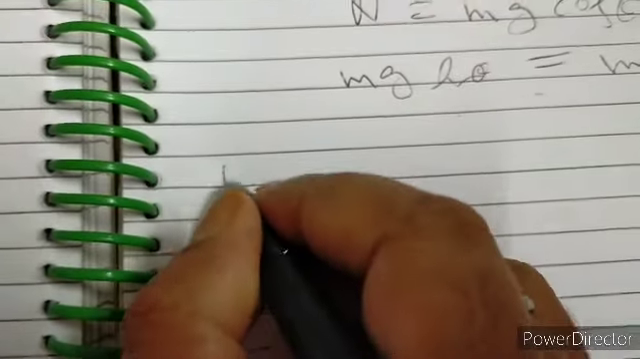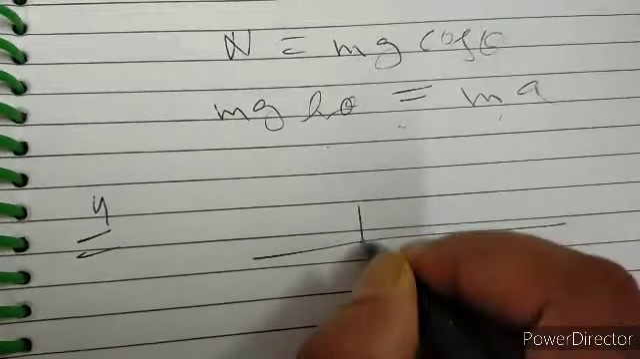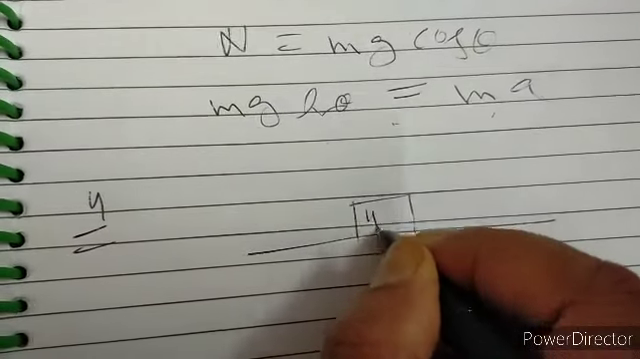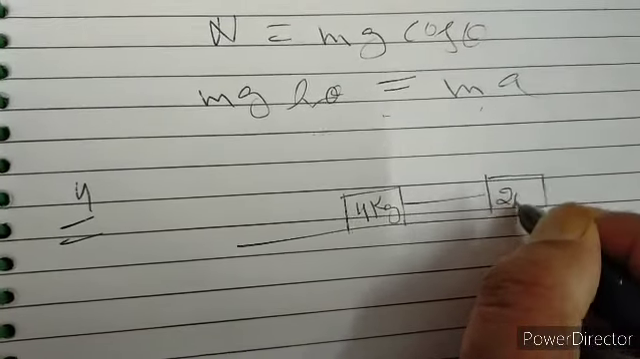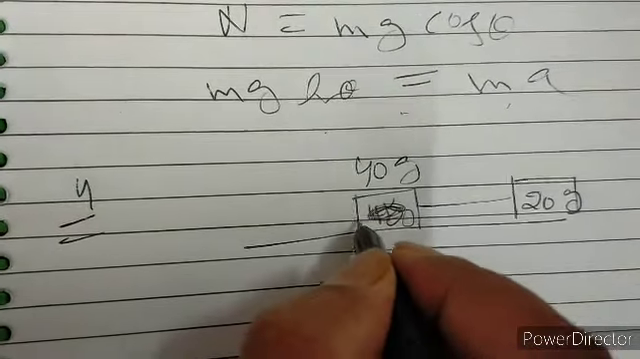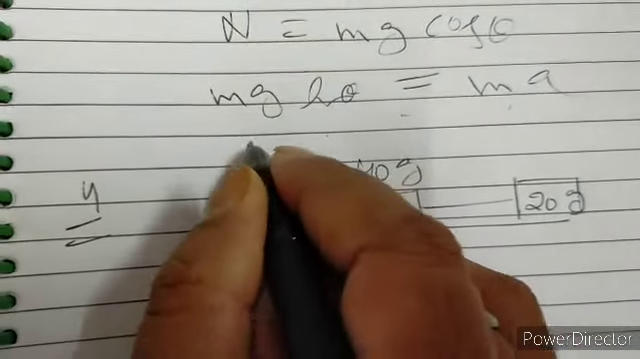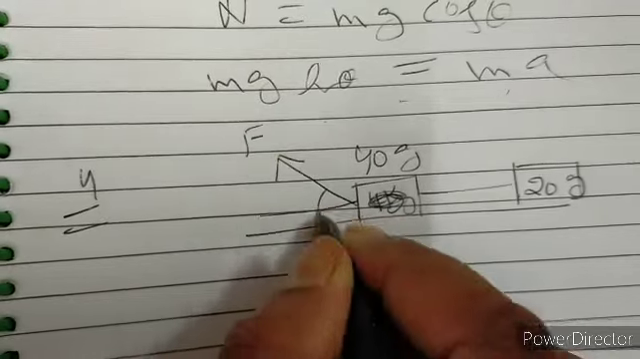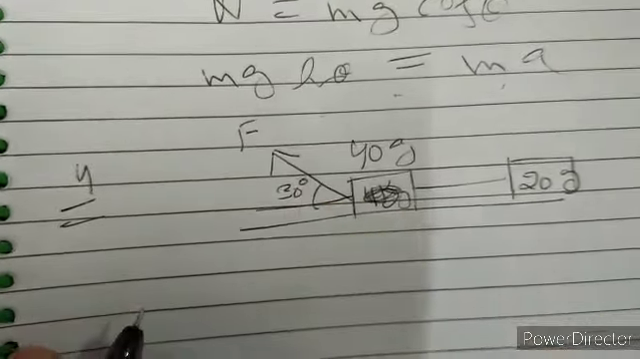Question number 4. This is 4 kg. This is a string. This is 20 kg. Not kg, but this is gram. 40 gram. This is 40 gram, 20 gram. And force is applied in this direction, F. This is making an angle of 30 degrees. Clear?